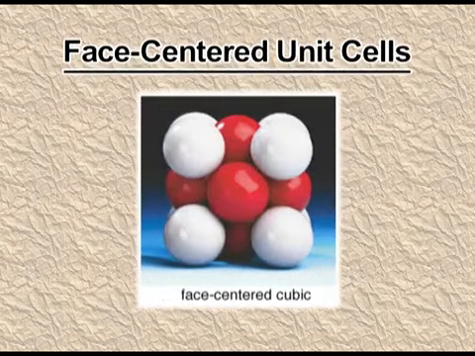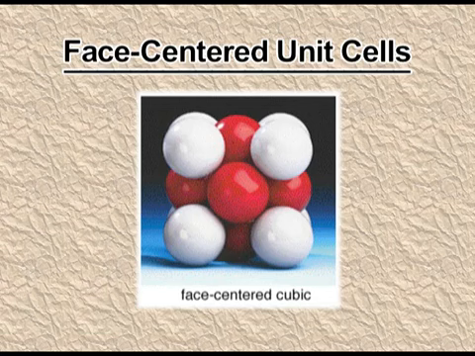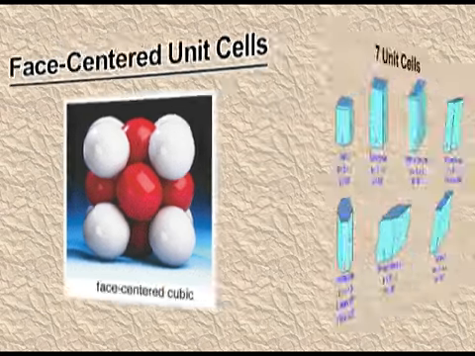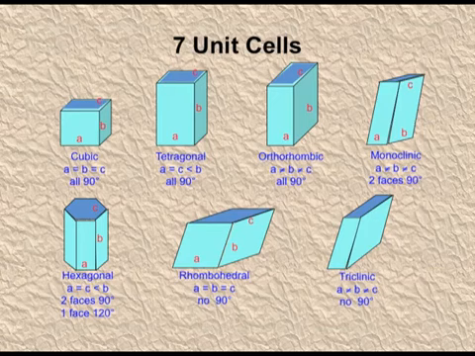Then in the third, that is face-centered unit cell, the constituent particles are present at the corners, and in addition the constituent particles are present at the center of each face. That is FCC unit cell. There are 7 types of unit cells depending upon the dimensions of the edge lengths and the angles between these edges. Dear children, when a unit cell is repeated in the 3 dimensions, we know that we get the entire crystal lattice.